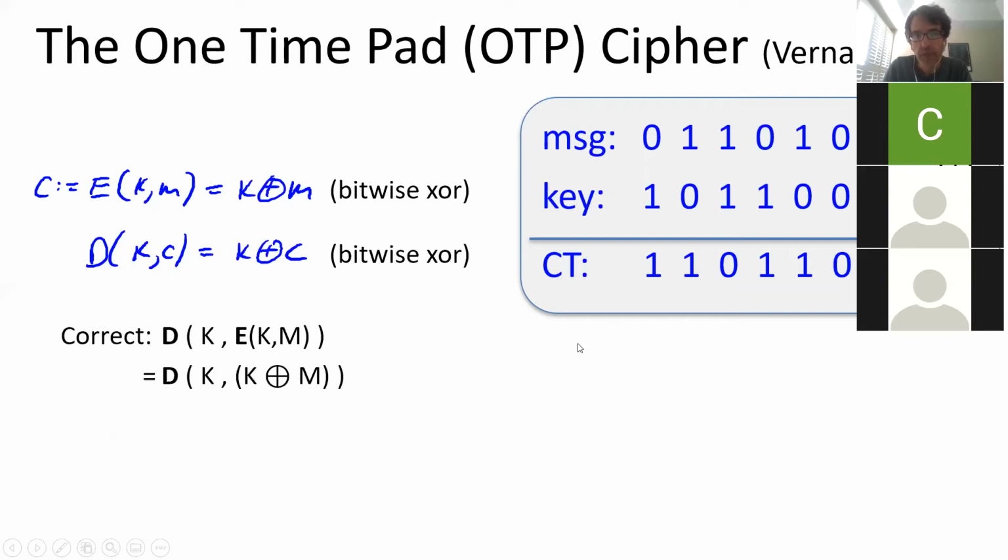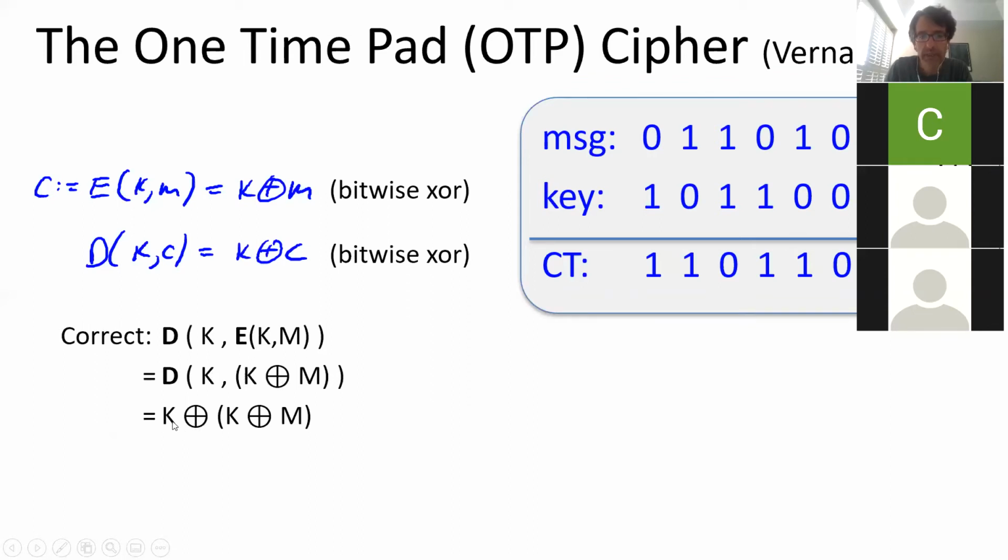So you can check correctness by checking this. Decryption under a certain key of the output of encryption under a given key of a message. What does this return? Well, E of K of M is a function. It's defined to be K XOR M. So I plug it in. D of K of whatever is K XOR that whatever. So I replace this with K XOR whatever is in here.